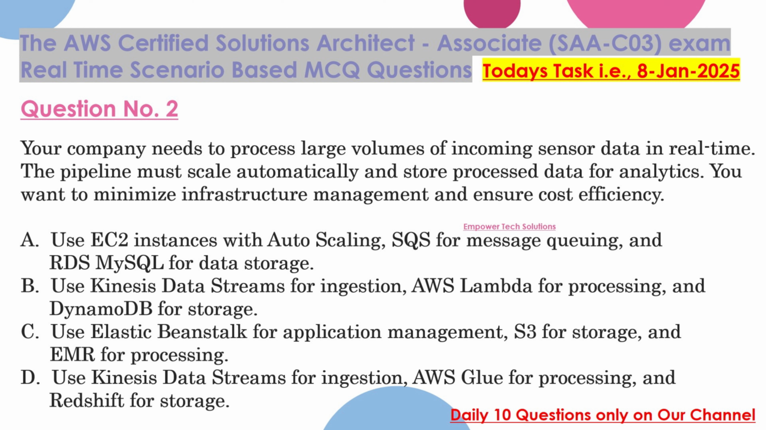A. Use EC2 instances with autoscaling, SQS for message queuing, and RDS MySQL for data storage. B. Use Kinesis Data Streams for ingestion, AWS Lambda for processing, and DynamoDB for storage. C. Use Elastic Beanstalk for application management, S3 for storage, and EMR for processing.